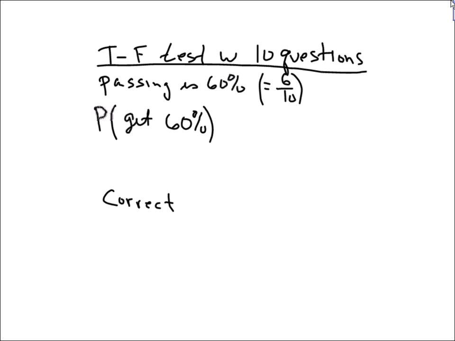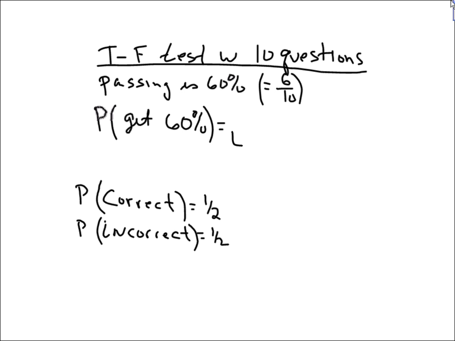Either each trial you are correct in your answer or you're incorrect. The probability that you are correct is 1/2. It's either true or false. The probability that you're incorrect happens to also be 1/2. Okay. 3 pieces. Combination part, success, failure.